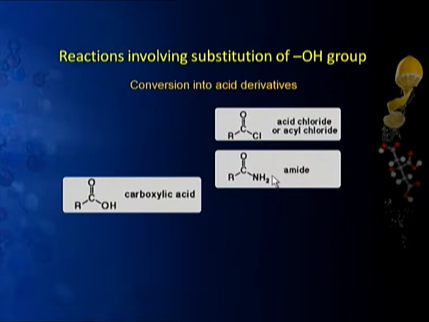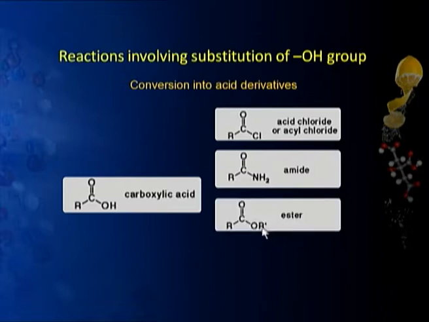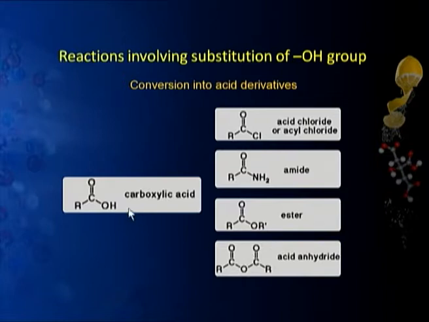Then if this OH is replaced by an NH2 group, these compounds are called acid amides. If it is replaced by an alcohol group, basically another alcohol and this acid eliminate a water molecule and the products are called esters. And if a water molecule is lost between two molecules of carboxylic acids, the products are called acid anhydrides. So, these are the four types of compounds obtained from carboxylic acids where this CO bond is cleaved and the OH group is substituted. Let us take these one by one.